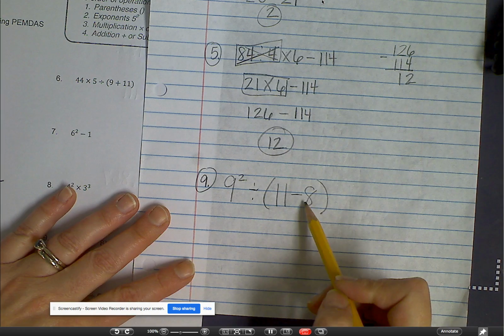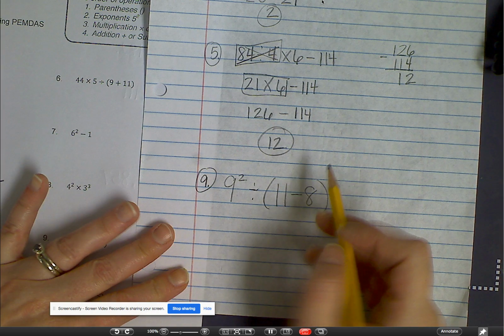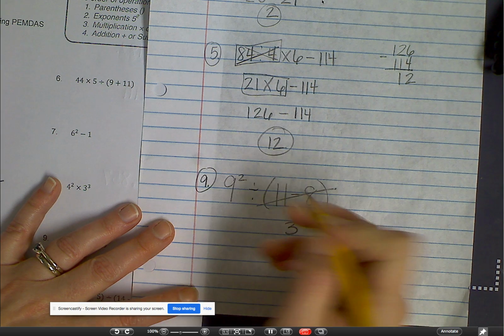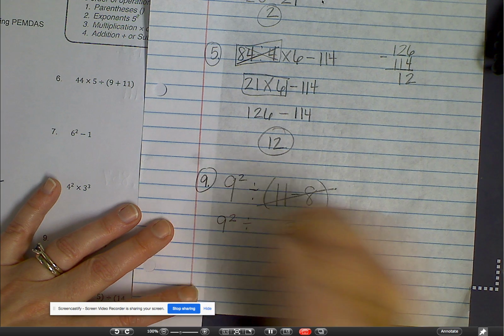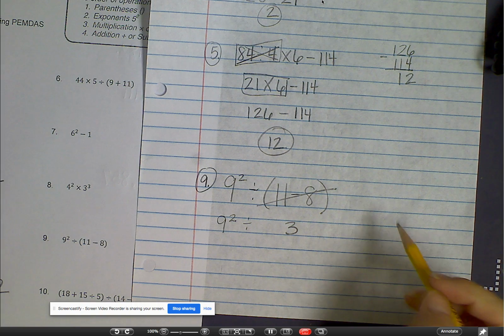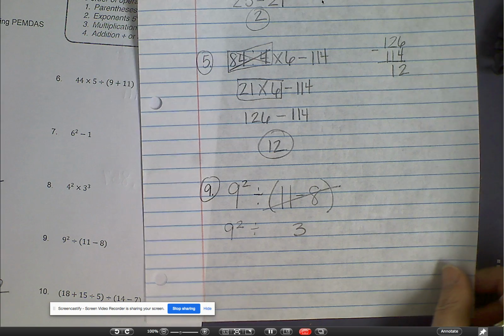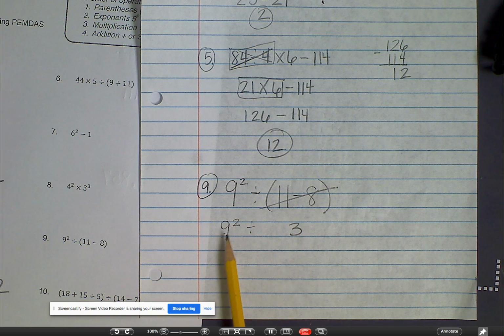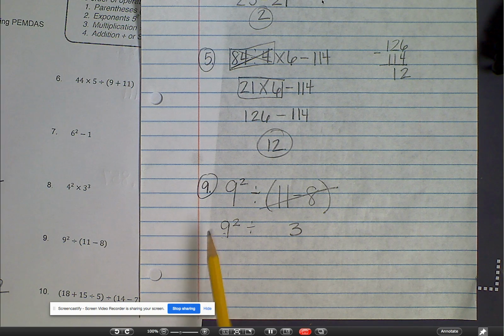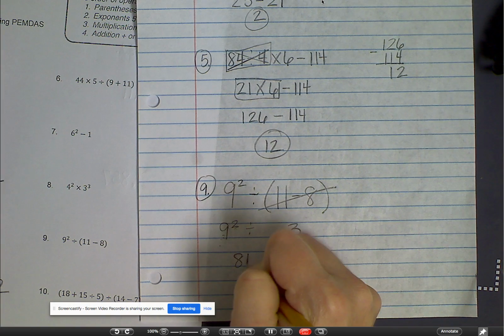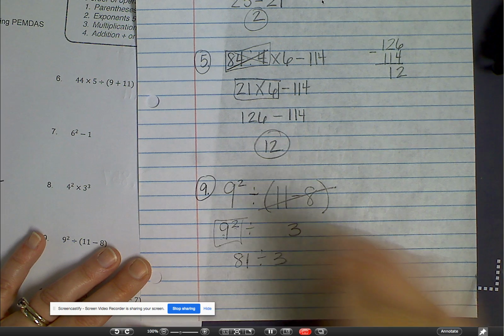I need to figure out my 11 minus 8. 8, 9, 10, 11, that's 3. So I'm going to rewrite my problem. I have 9 squared divided by 3. Okay, so now I did the grouping symbols. Are there any exponents? Yes. So I'm going to go ahead and do the exponents. Remember, this is not 9 times 2. Remember, it's 9 times 9, which is 81, right? So this is actually 81 divided by 3.